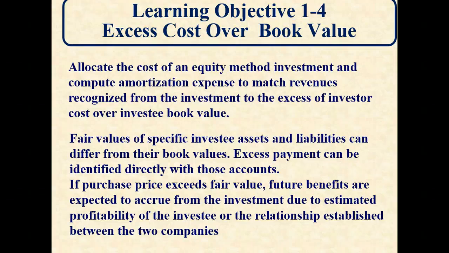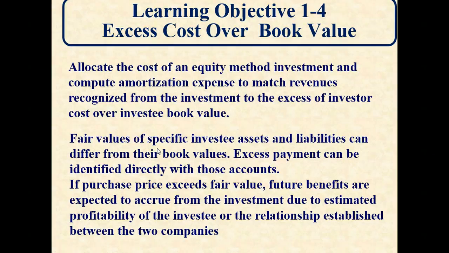Now, that's just pretty straightforward how these transactions occur as far as the journal entries to show the income and the dividends using this method. Now what's going to happen is we have to allocate, based on market values, the cost of the investment into this company. We know we paid $200,000 to buy 20% of the company, but we're going to need to determine specific assets, their values, so we can assess really our share of this company. So in this slide, excess cost over book value. Allocate the cost of an equity method investment and compute amortization expense to match revenues recognized from the investment. Fair values of specific investee assets and liabilities can differ from books, which we know.